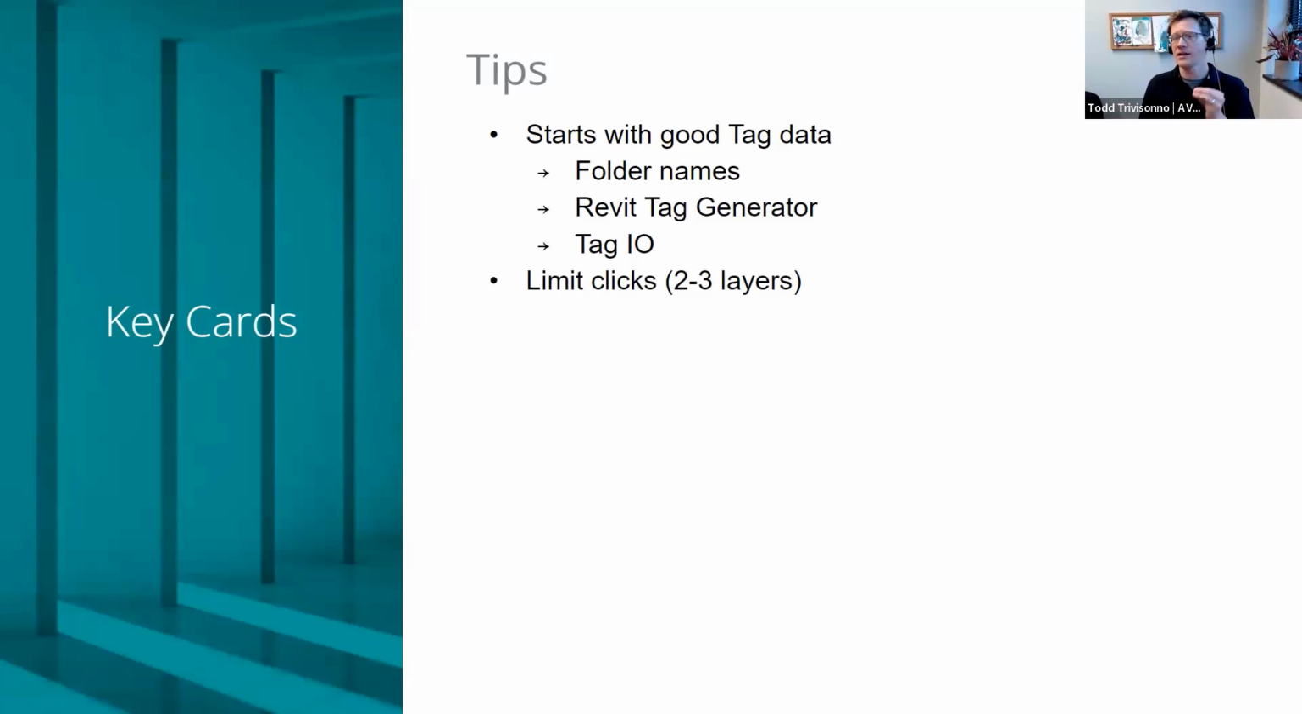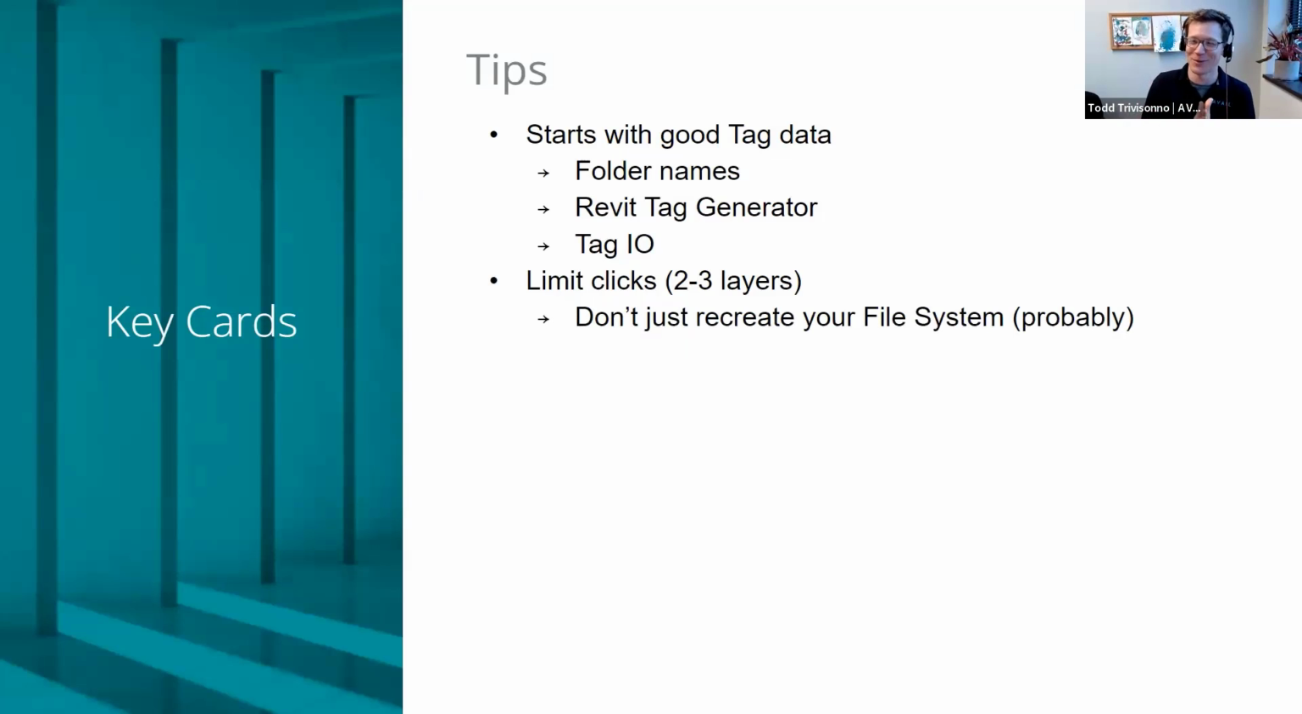Limit clicks: two to three layers of key cards, usually tops, seems to be the sweet spot. Again, I'm not saying that's a hard rule, but in general, that seems like the sweet spot. Don't just recreate your file system, probably. If it's a very neat, tidy, small file system, it could be okay, but most of the time we're talking layers and layers of folders. That's not the experience you want with key cards.